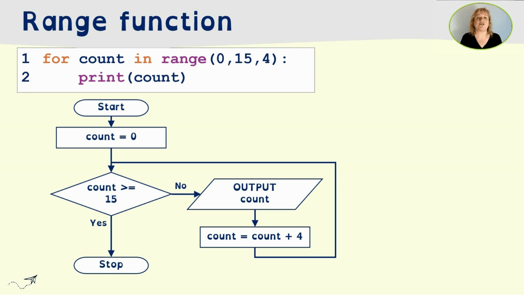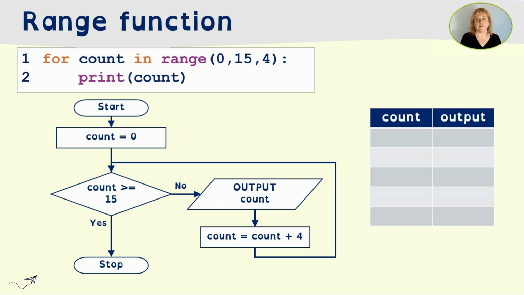In our flow chart, we've got the starting value, which is 0. We've got our target, which is greater or equal to 15. And it's important you've got the greater or equal to in there. And we've got our step count, which is plus 4 each time. And we are going to use this trace table to show what's actually happening as we work through this flow chart. So first of all, we start, and then count equals 0.